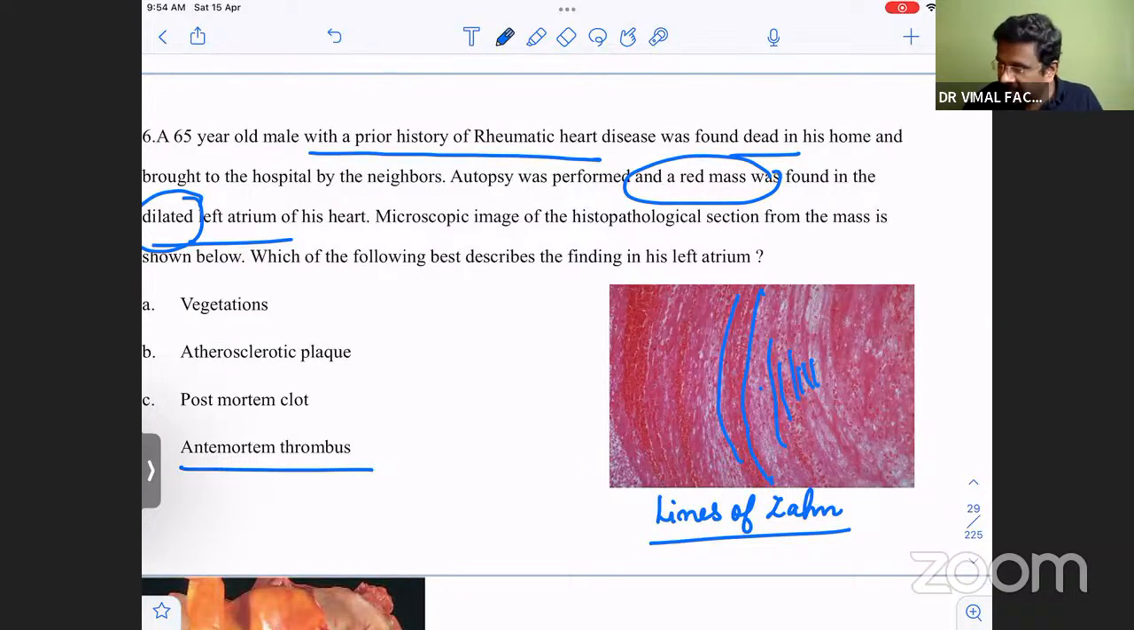One more thing, I have highlighted the word dilated. Why is it dilatation? Because you know Virchow's triad. What is Virchow's triad? Endothelial injury, hypercoagulability, and altered blood flow. Altered blood flow means it can be either a stasis of your blood or a turbulent blood flow.